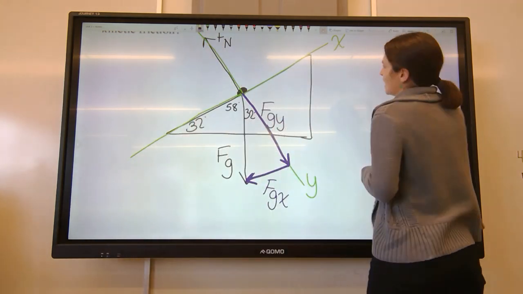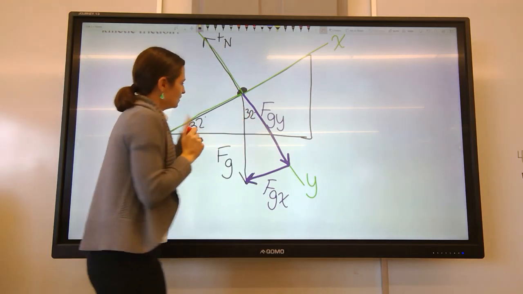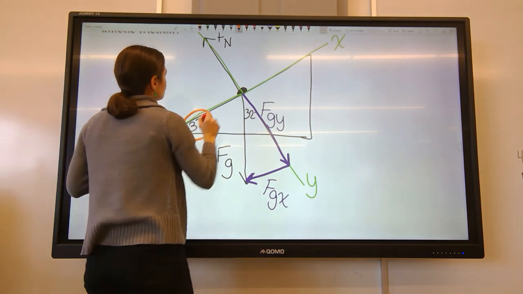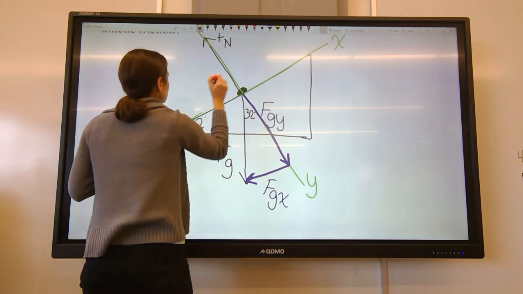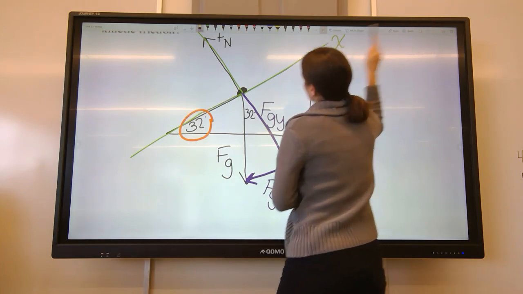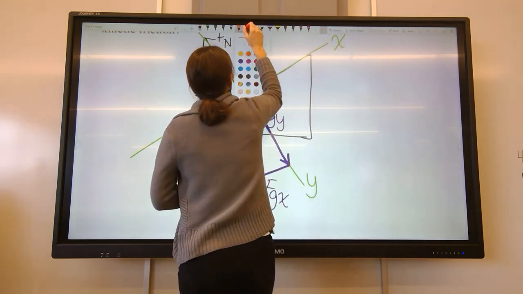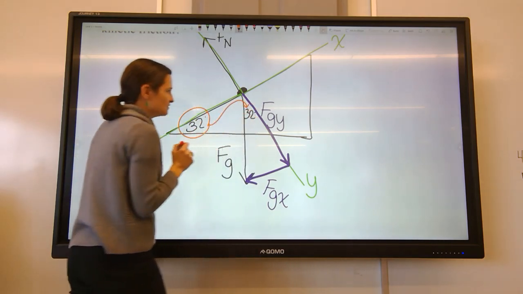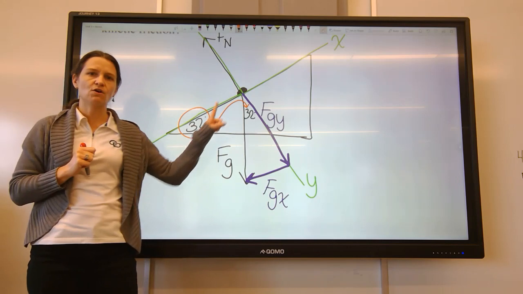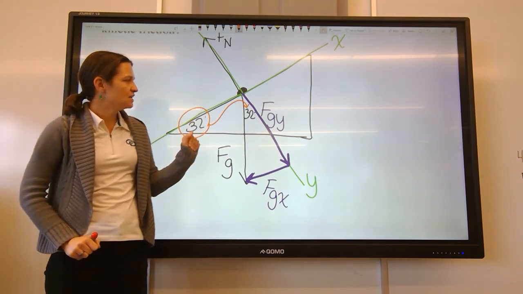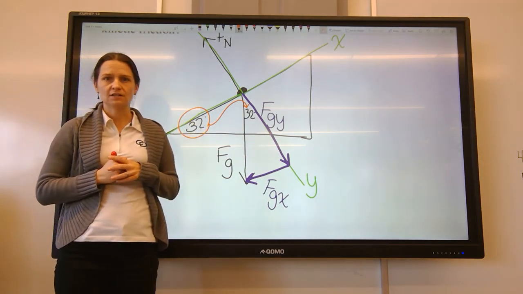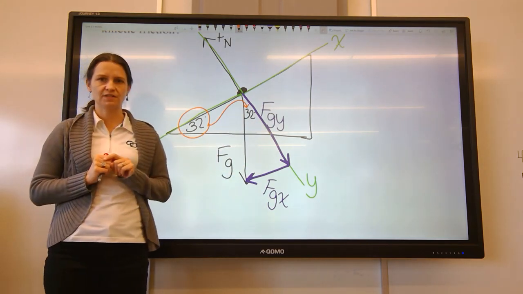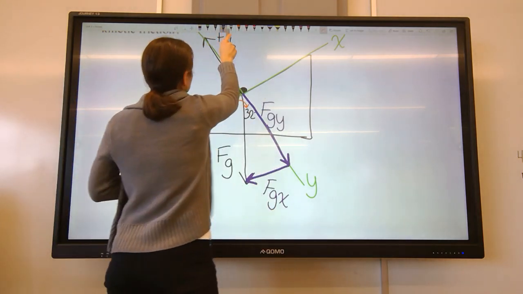It turns out that when you have an inclined plane set up like this, you can skip straight to the angle. The top angle in between your FG and your FGY is going to have the same angle as the angle of the inclined plane. So now let's do some trig.